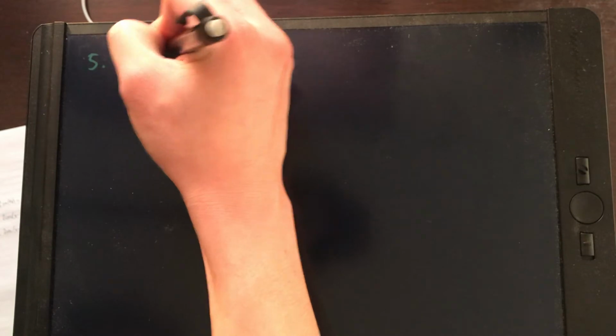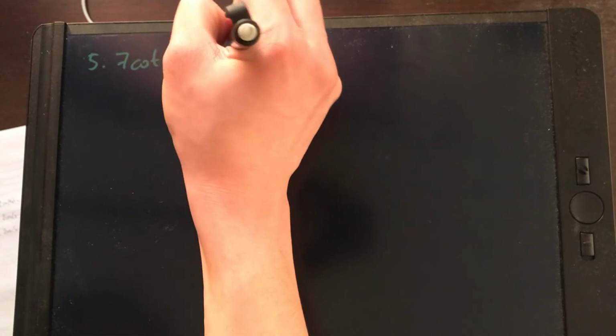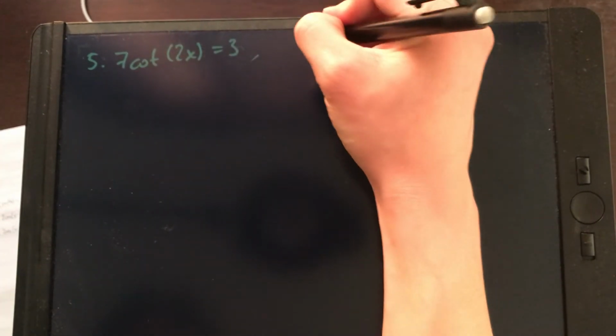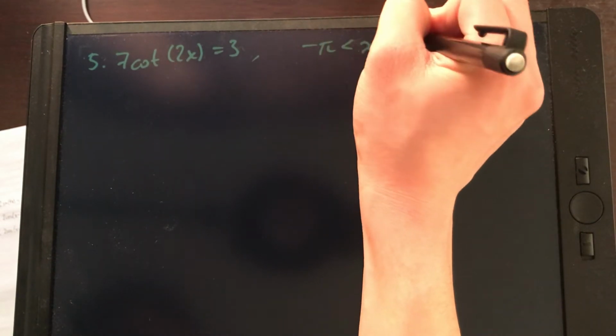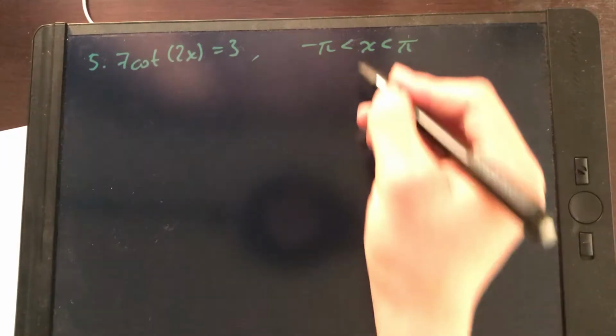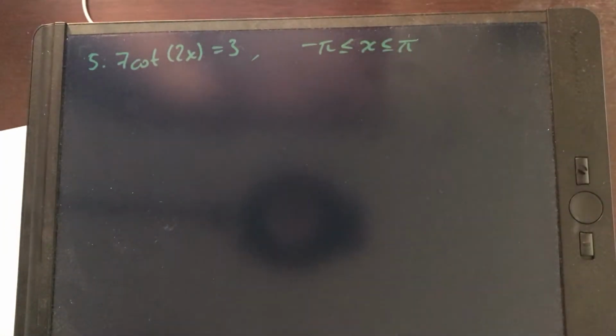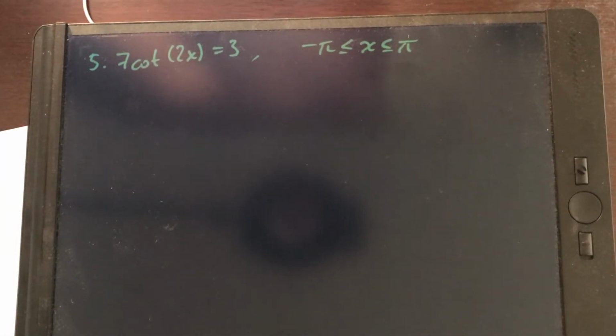So the main idea is still the unit circle. I'm not going to look too much at isolating x at the very end, except for when we have restrictions. So question 5, we do have a restriction. We're going to solve 7 cotangent 2x equals 3. And here the restriction is x is between negative pi and pi. And in fact, it includes the endpoints. This one's a little bit tougher to solve, as you might guess, with restrictions, at least in my opinion.